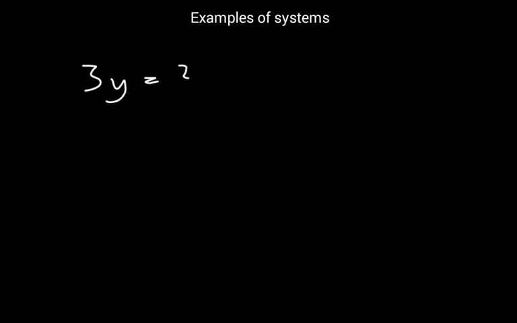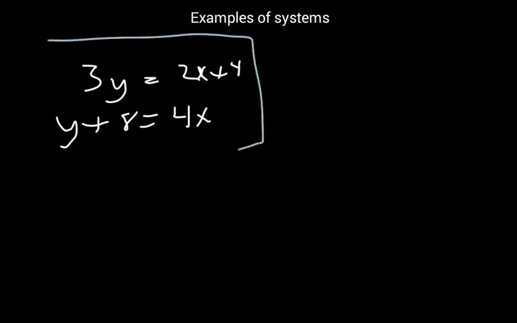3y equals 2x plus 4. And that can't be a system because we don't have two or more equations, so I have to add at least one more equation. y plus 8 equals 4x. Now that's two equations that have the same variable. They both have x and y, so that would be a system.